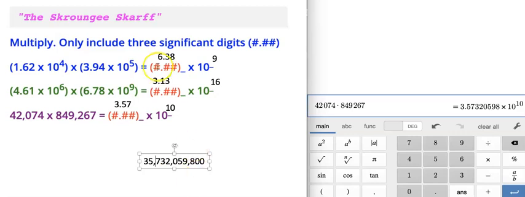All right, so that's basically about it. That's the Skroungee Skarff. Multiply carefully. Big kids do the multiplication. Little kids do the addition. If you're off by a decimal, slide it to the left. Tack it on to the power of 10. All right, that's it.